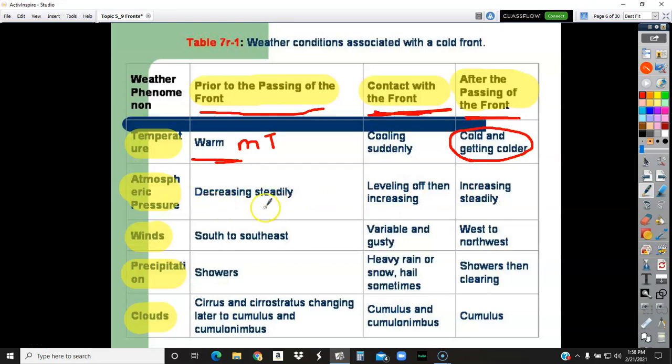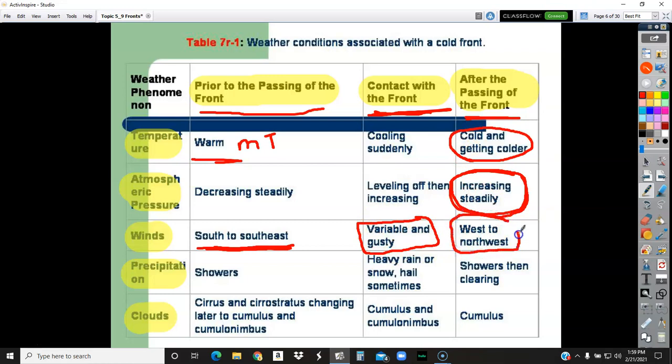Pressure is going to be down a little bit in the beginning because remember, warm air is less pressure. Then the pressure after the front passes you is going to start to go up because cold air is high pressure, so the pressure will rise. Winds in front of it are going to be out of the southeast, that's your warm air. As the cold front gets to you, the wind is kind of gusty and coming out of all different directions. And once the cold front passes you, again, that's bringing down that cold air from Canada. That's coming out of the west or northwest.